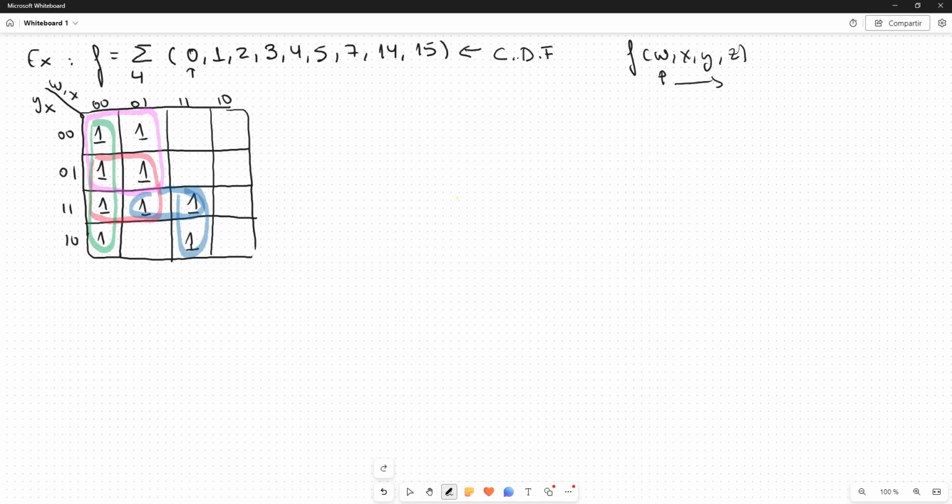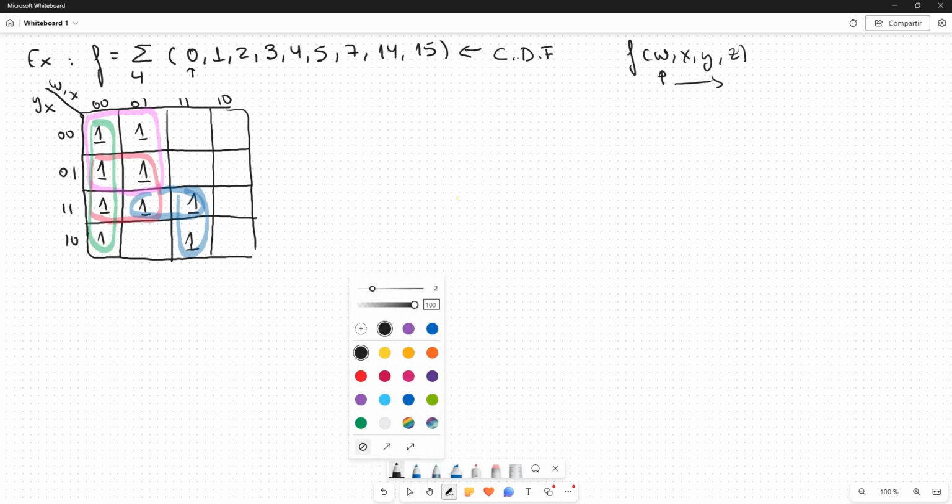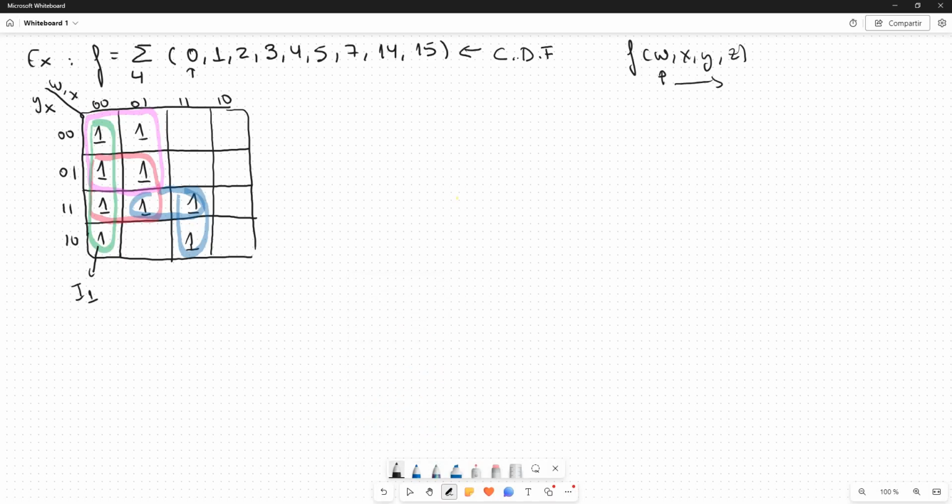So now we are going to assign a name to each prime implicant. For example, prime implicant 1, prime implicant 2, prime implicant 4, this one. Prime implicant 3 is going to be this one. Prime implicant 5 is going to be this. I don't know, I haven't got all. Okay, now we have names for all the prime implicants.